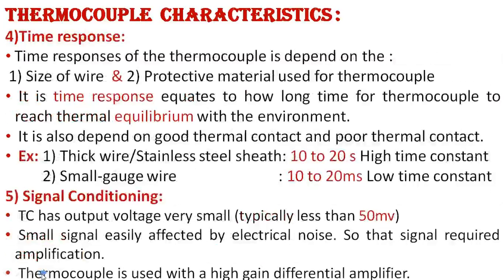Next characteristic is time response. The time response of the thermocouple depends on the size of wire and the protective material used for the thermocouple. Time response equates to how long it takes for the thermocouple to reach thermal equilibrium with the environment. It also depends on good or poor thermal contact. For example, a thick wire with a stainless steel sheath has a 10 to 20 second high time constant, and a small gauge wire has a 10 to 20 millisecond low time constant.